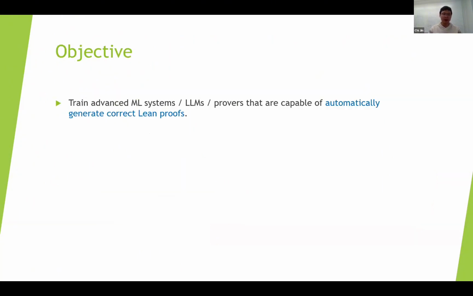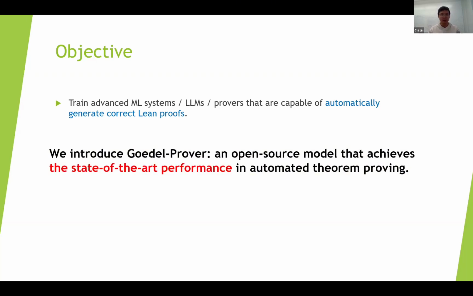So, after talking a lot about the intro, the objective here is that we want to use formal math as a tool, and train advanced machine learning systems or LLMs, which you can call provers, that given some Lean problems can automatically generate correct Lean proofs that pass the compiler. In this talk, we introduce our system called Goedel-Prover, named after Gödel, a very famous mathematician in formal systems. It's an open source model that achieves state-of-the-art performance in automatic theorem proving.